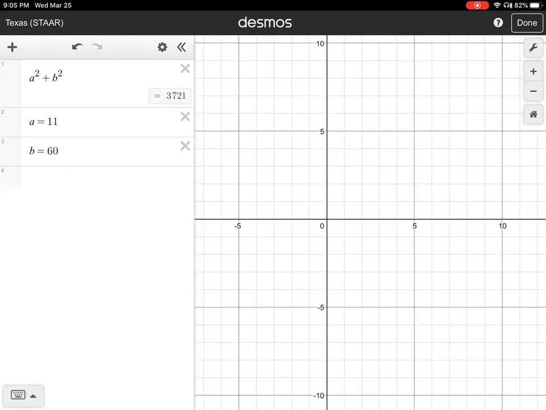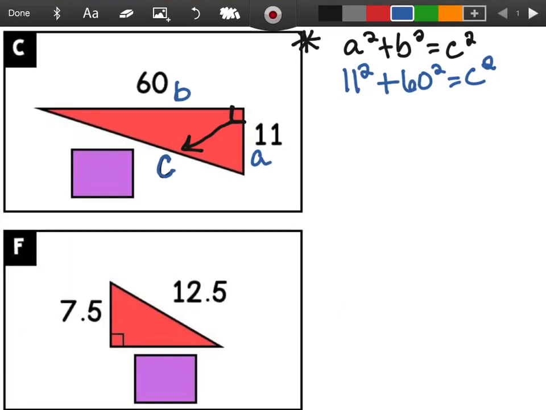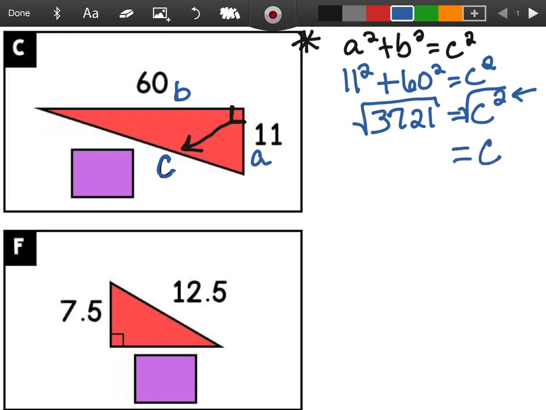When I do that, here is A squared plus B squared: 3721. So I'm going to come back over here, and 3721 equals C squared. If you recall, the way to get rid of a square is to do the inverse. The inverse of squaring something is taking the square root. So a square and a square root counteract each other, and I am left with C all by itself.